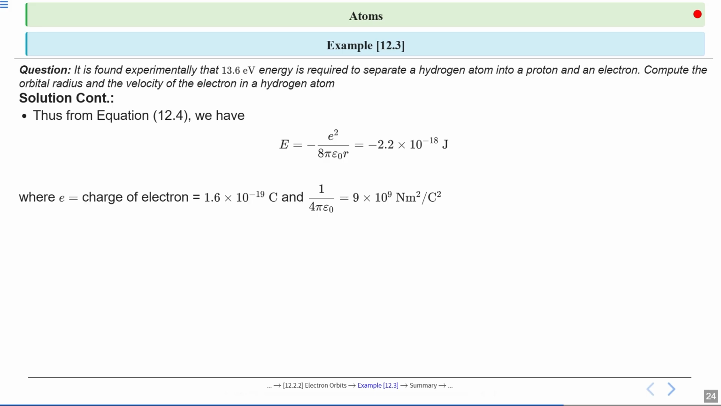So here the energy formula is E equal to minus e square upon 8 pi epsilon naught r. And the energy is given as minus 2.2 multiplied by 10 to the power minus 18 joule. And according to equation 12.4, e is equal to the charge of the electron, which is 1.6 times 10 to the power minus 19 coulomb, and 1 by 4 pi epsilon naught is equal to 9 times 10 to the power 9 newton meter square per coulomb square. Epsilon naught is the permittivity of free space.